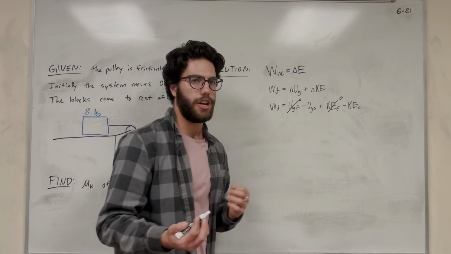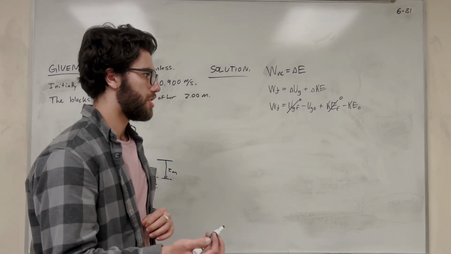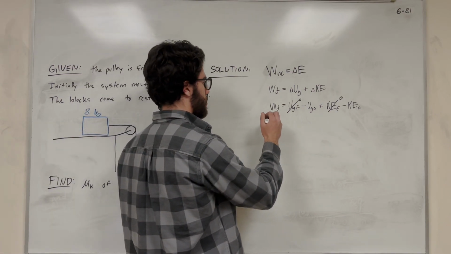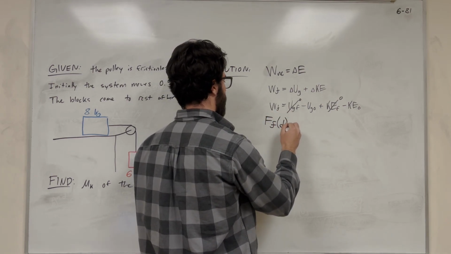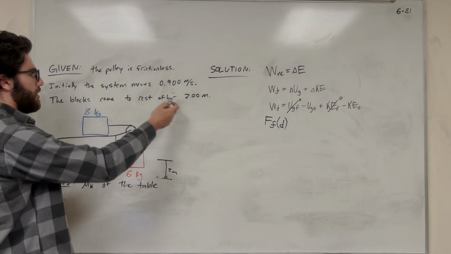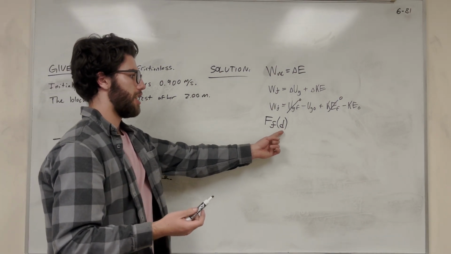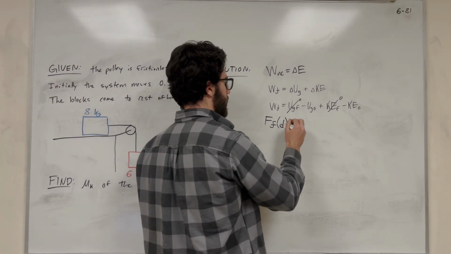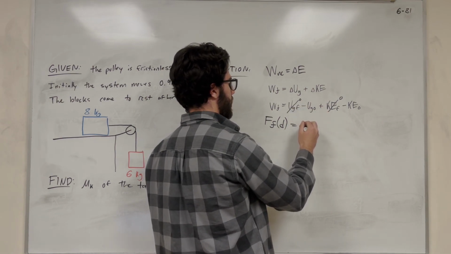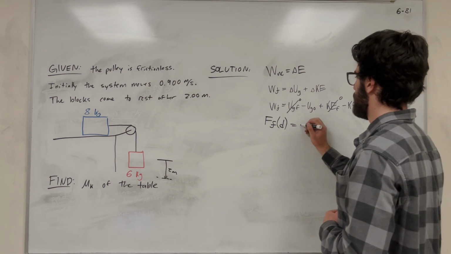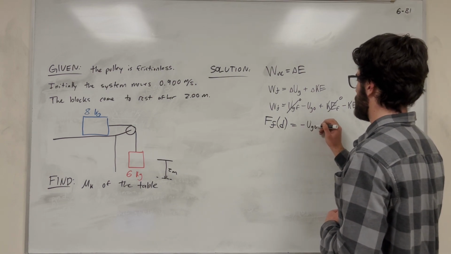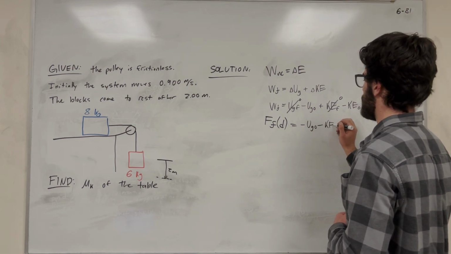So what is the work of friction? Well, work is force times distance. So we can label this force of friction times distance. And we know what this distance is, right? We know that we travel 2 meters, so this distance is going to become 2 meters. And we're going to set this equal to this side, so it's going to be negative U gravity initial minus kinetic energy initial.